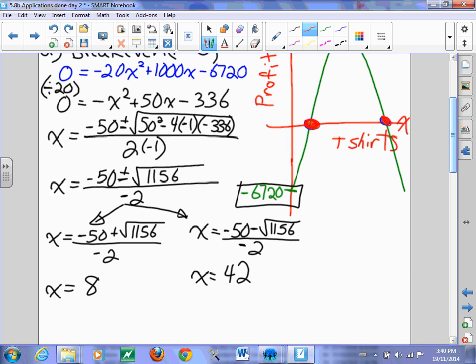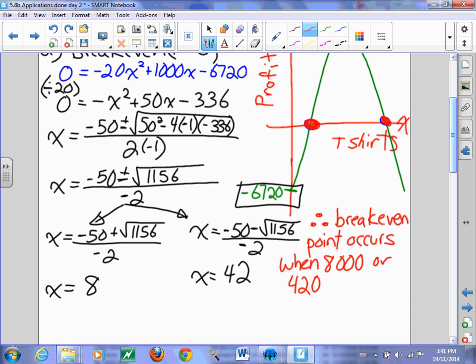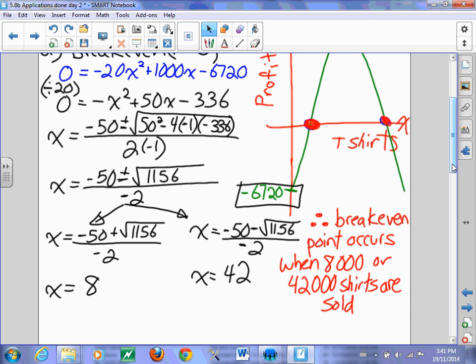All right, so then we need to do a therefore statement. So therefore, the break-even point, or company will break even, I'll just use break-even point, occurs when, don't forget to add thousands on, 8,000 or 42,000 shirts are sold. Okay? So there's question 1. All right, or question A.